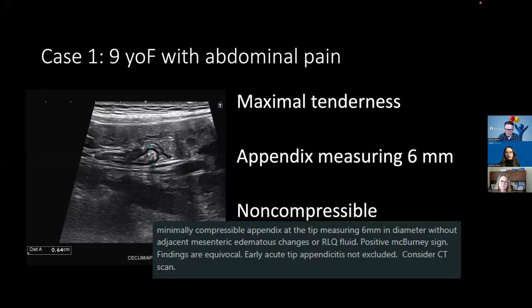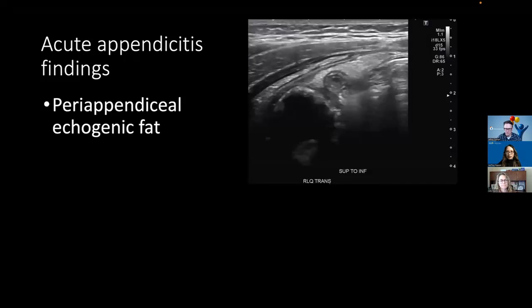Overnight, the preliminary read was fairly accurate, describing that it's non-compressible and borderline in diameter. However, there are no mesenteric edematous changes, so basically no periappendiceal fat stranding in the right lower quadrant. Essentially, they're saying there are none of those secondary findings. But the person placed it into the equivocal category and suggested that this could be tip appendicitis, consider CT. A CT was done and read as normal, and then the ER monitored the patient, did not feel they had appendicitis, and discharged them. So as far as I know, this is a negative case.